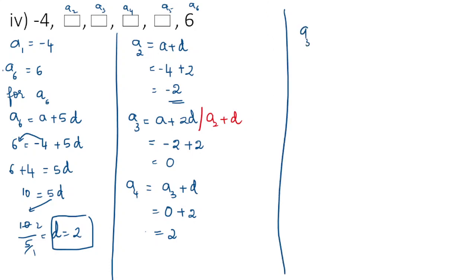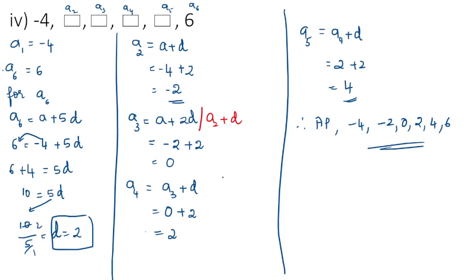Okay, now after that what do we have to find out? a5 we have to find out. a5 can be written as a4 plus d. The a4 value is 2 plus 2. The answer is 4. So this is a5. So this is about the AP. Therefore the AP is minus 4, minus 2, 0, 2, 4, and 6. So this is about the AP of the fourth one.